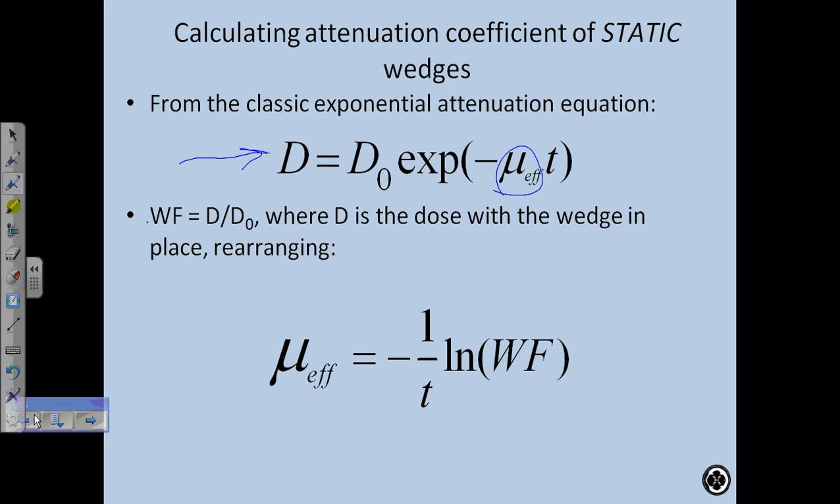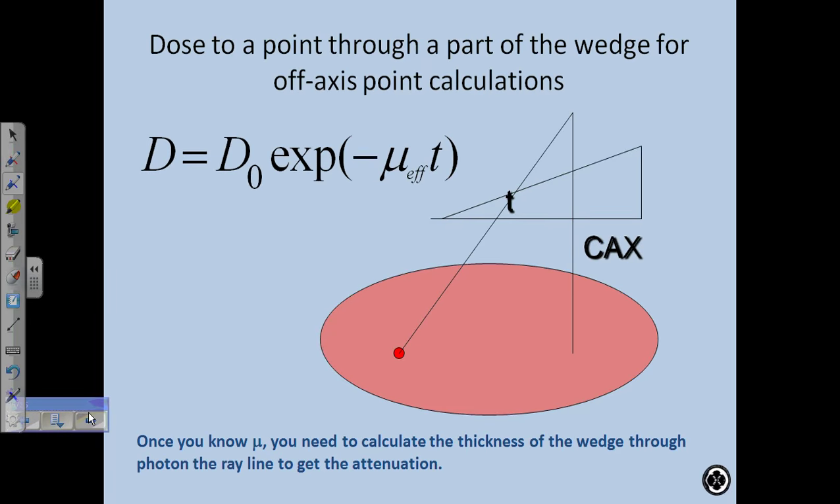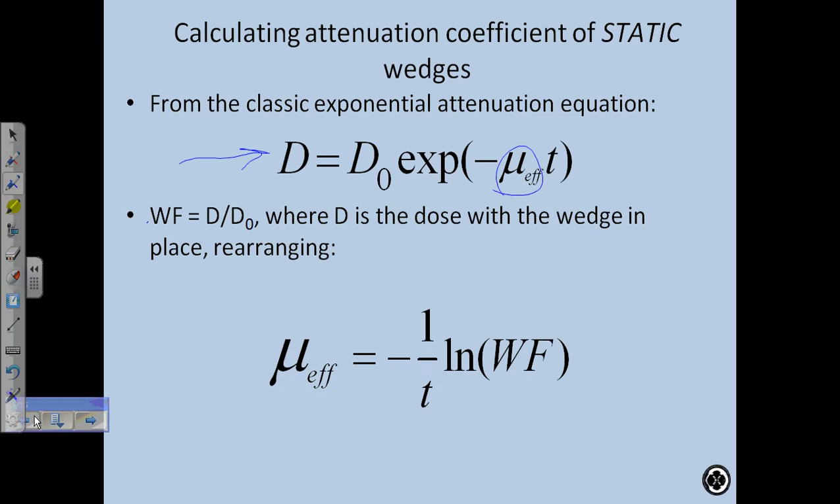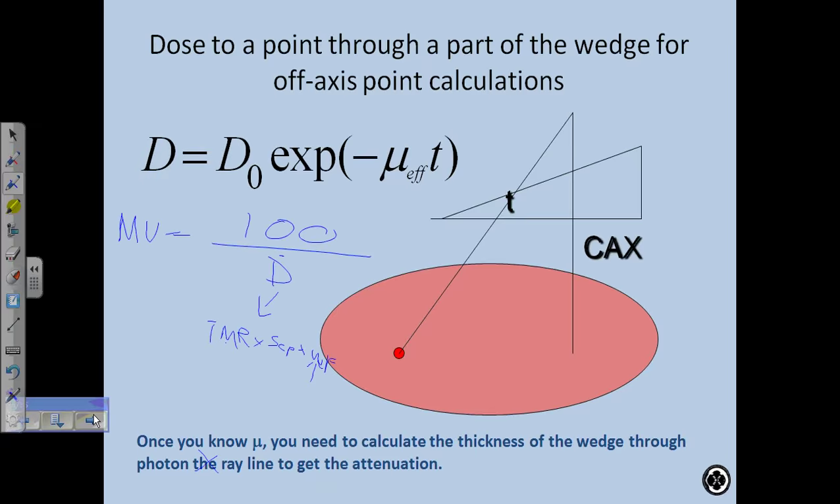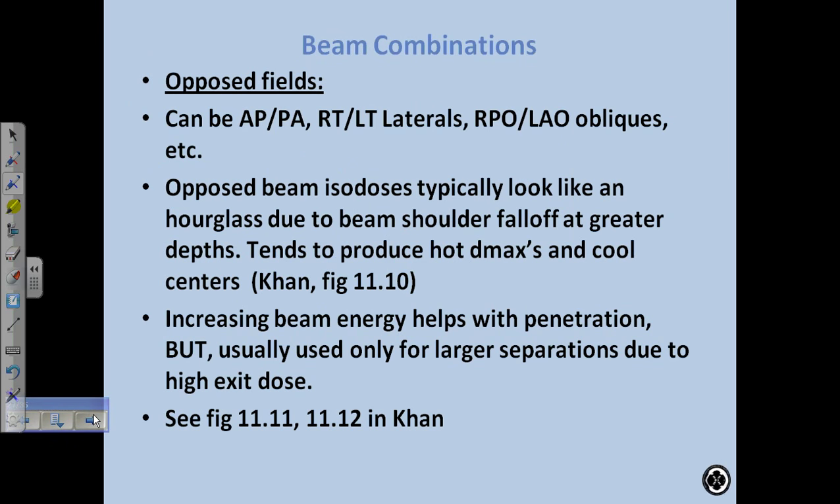Or I could give you the wedge vector through the central axis. Because the wedge vector through the central axis is going to be different than the wedge vector off axis. I could give you the wedge vector at the central axis, and I could give you the thickness of this part, and then you can calculate the effective mu, okay, for that part of the wedge. And then you can calculate the dose using this. So that's how you'd calculate doses and dose rates off axis to a wedge.